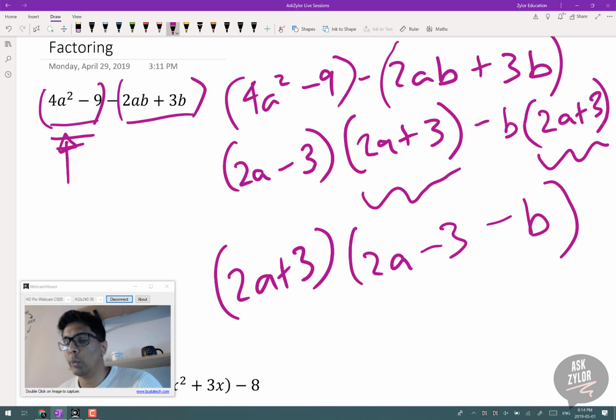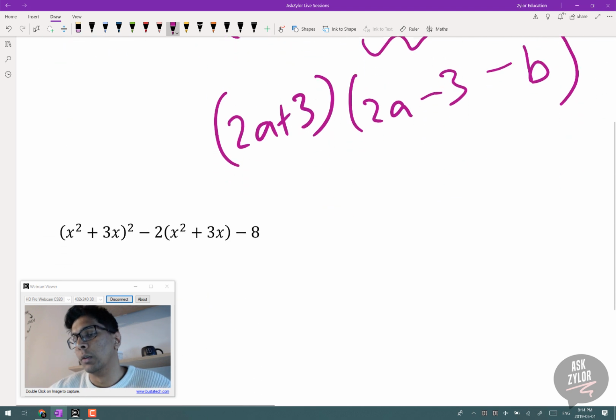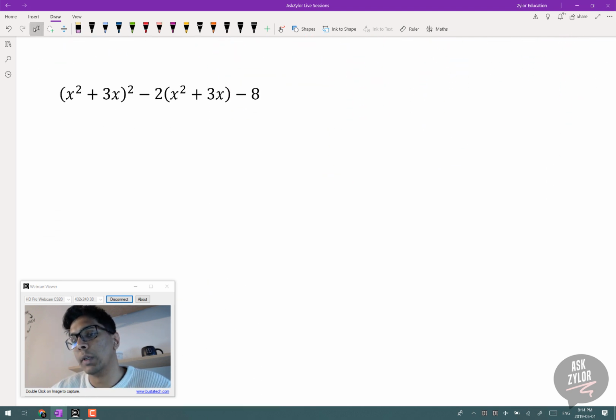Right, so whenever we do factoring, always try to find patterns like difference of squares, perfect trinomials, and so forth. So we'll do another question. In this case, we have a more complicated problem because we have x squared plus 3x, all of that is going to be squared.